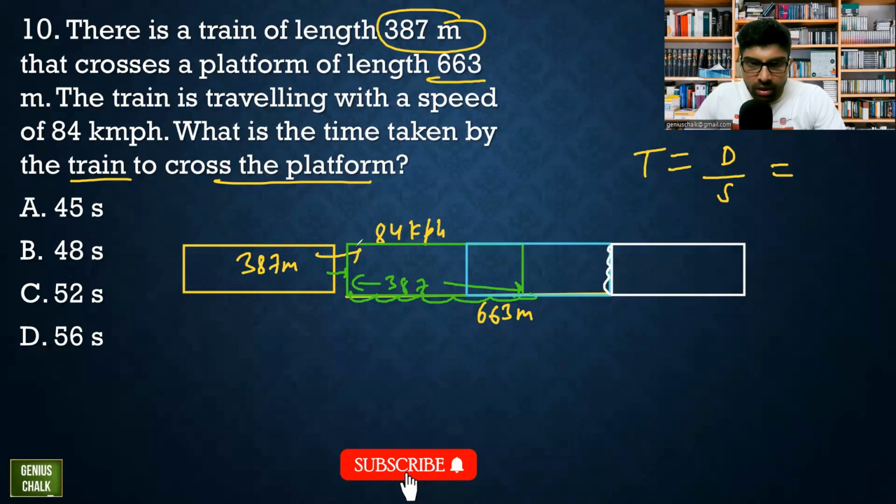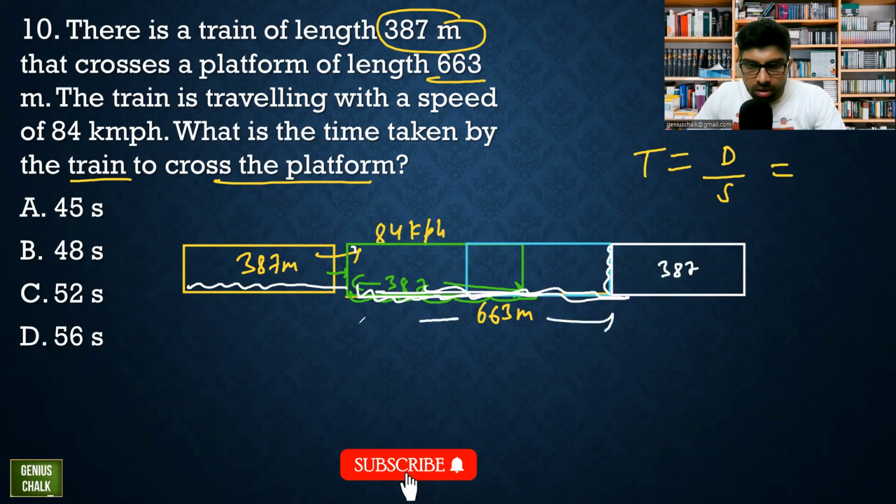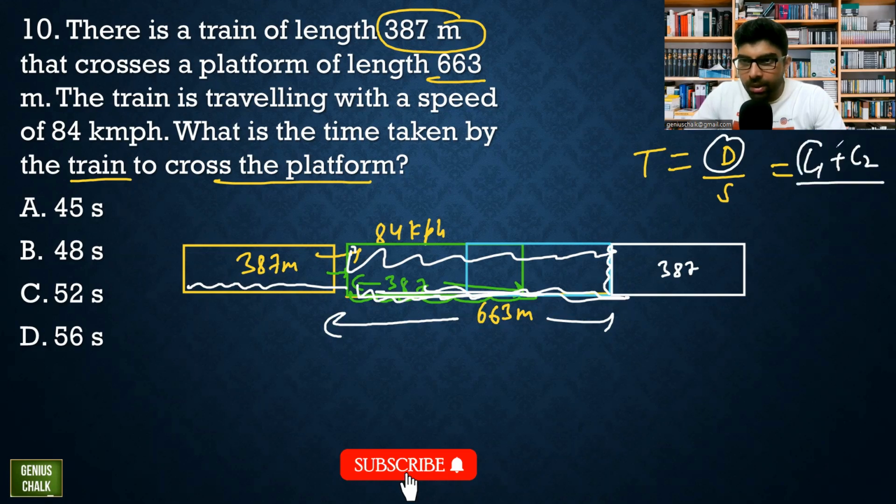So you can see the train has traveled its own length while traveling the platform, and it is also covering the length of the platform, 663. So this was 387 and this is 663. The train is crossing everything. That means the total distance will be L1 plus L2. L1 means length of the train plus length of the platform, by speed of the train, because the platform is not moving, it is stationary. So S1 is only for the speed of the train, not for the platform. So we can apply it and get it now.